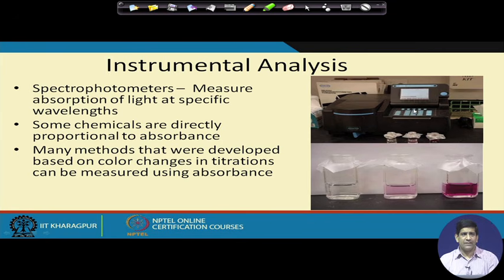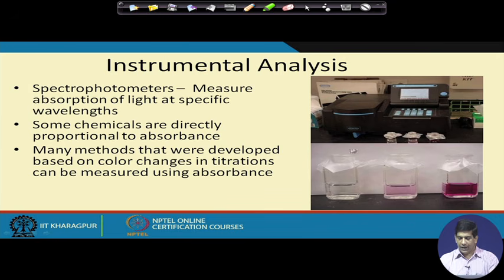Then, in terms of some examples of instrument analysis, there is the spectrophotometer, which measures absorption of light at a specific wavelength. We use different wavelengths to measure the light. Some chemicals are directly proportional to absorbance. There are many methods developed based on the color change, as we use in titration as well. These can be measured using absorbance.